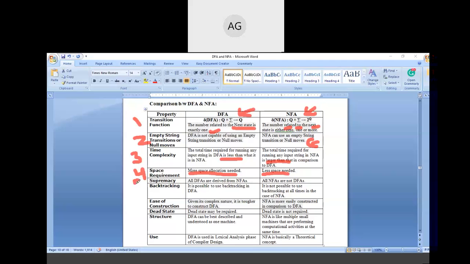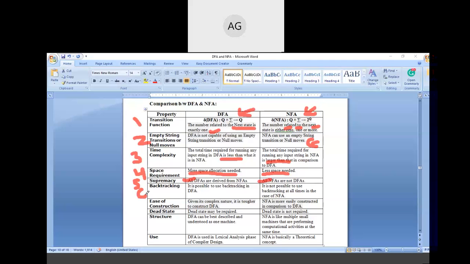Then the fifth property is supremacy. In the case of DFA, all DFAs are derived from NFA. Just remember this point. Many objective questions are asked on this point. So all DFAs are derived from NFA, whereas in the case of NFA, all NFAs are not DFAs. So just remember this point.